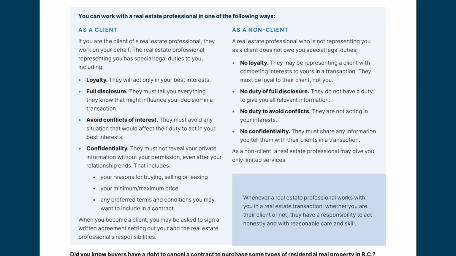There's essentially two ways that you can work with a real estate professional. As a client, where they represent you and owe you the full legal and fiduciary duties, or as a non-client, where they're not officially working for you and you get limited services. Let's unpack what each one really means.